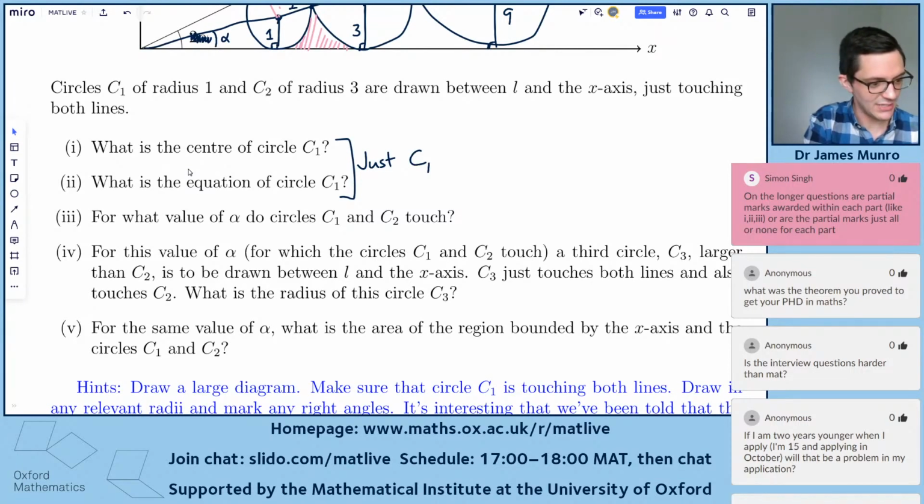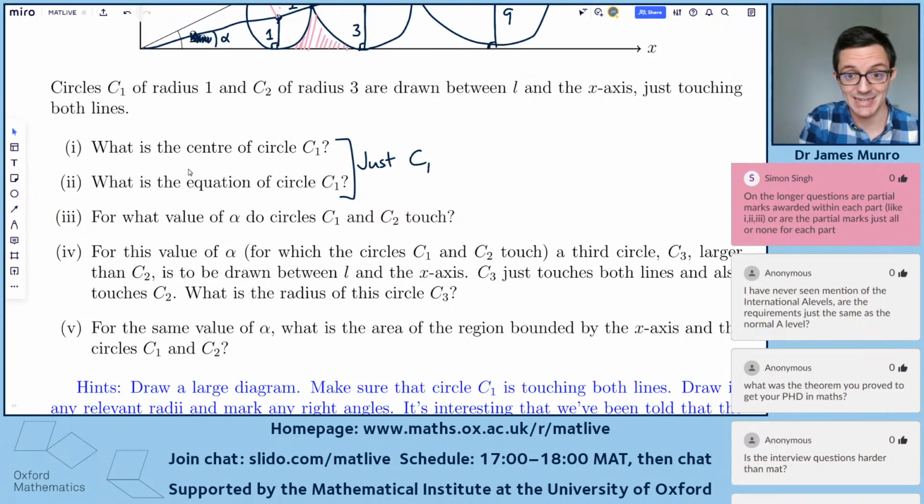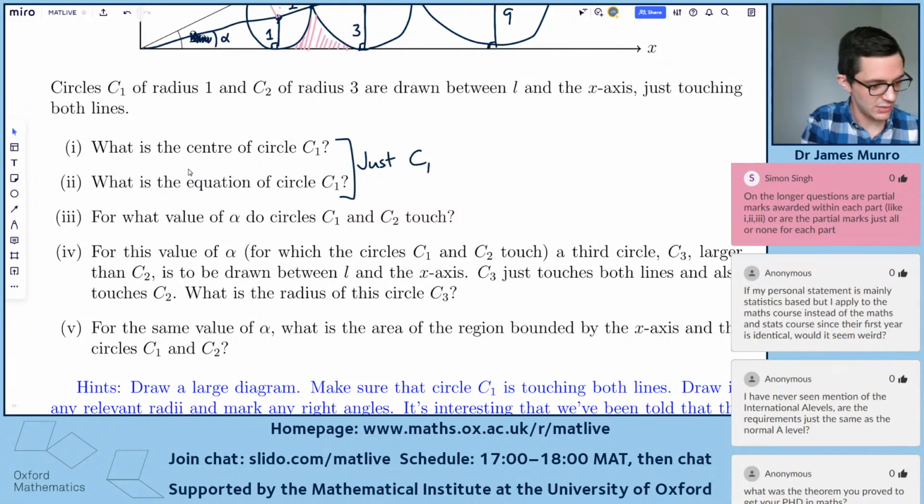Questions just come in about international A levels. International A levels we treat exactly the same as normal A levels, so that's fine. Personal statement statistics.